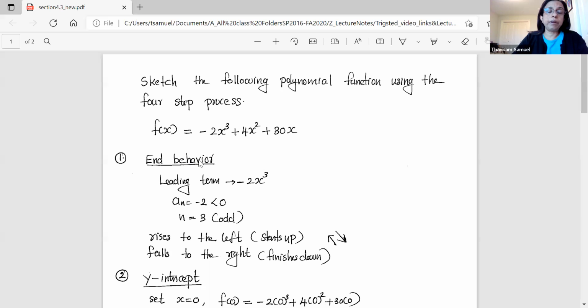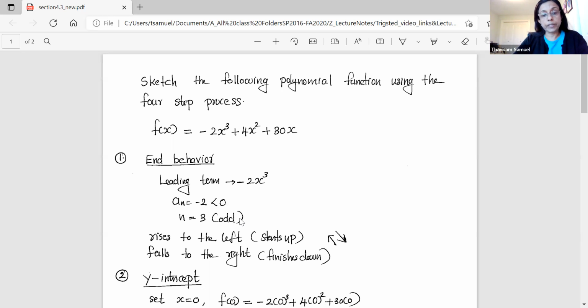For the first step, we have to find the end behavior of the graph. End behavior always depends on the leading term. The leading term here, the term with the highest degree, is minus 2x cubed. So the leading coefficient a sub n equals negative 2, which is less than 0. And the degree is the exponent of the variable, that is 3. You can see that 3 is an odd number.